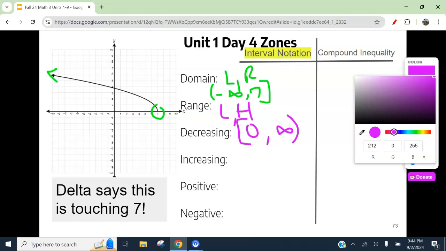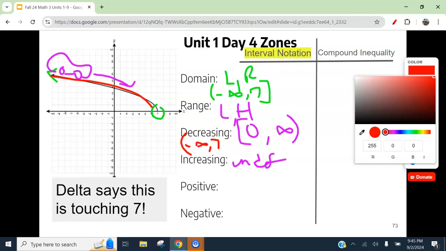Increasing zone, remember, always read from the left to the right. My car starts here, it's going to be decreasing. It never increases in this graph, so it's undefined for increasing. Oops, I skipped decreasing there. It was decreasing the moment it started. It's got the arrow. It's been decreasing forever, from negative infinity until it gets to 7.